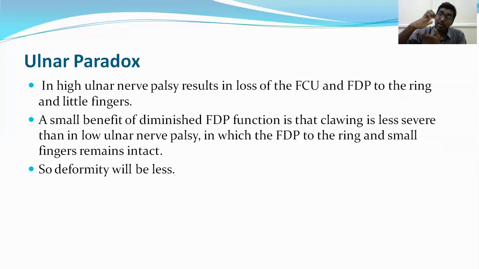But in lower ulnar palsy, only the intrinsic muscles are paralyzed. These muscles were not paralyzed. So in that case, the additive action of flexion by the long flexors of the hand is present. So there will be more flexion, more deformity of the claw hand. So this is the paradox. Generally, if the injury level is low, the deformity will be less. But in case of ulnar injury, if the injury level is low, the deformity will be higher.